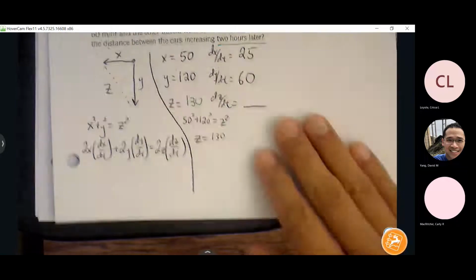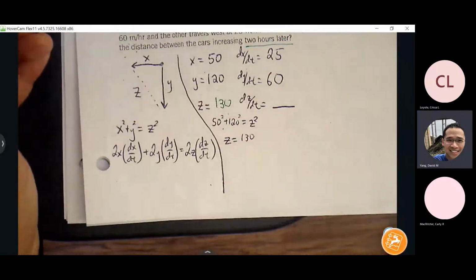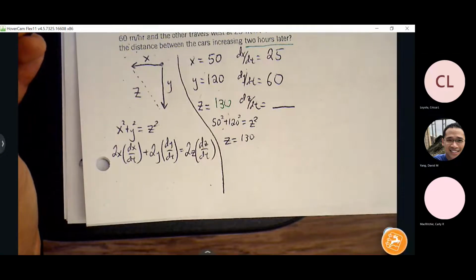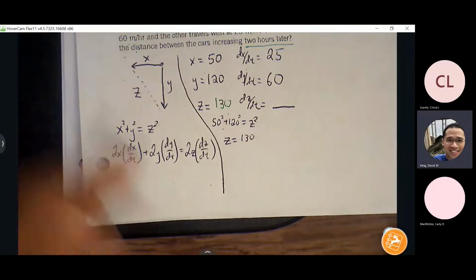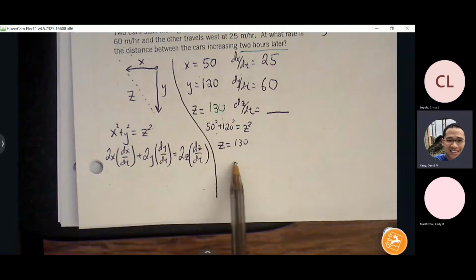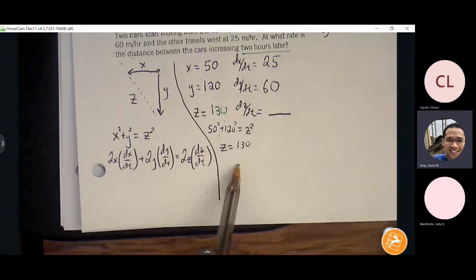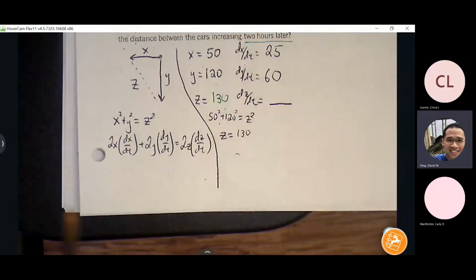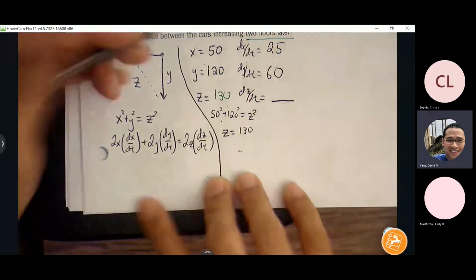Since we know that it's 2 hours later, could we just multiply dz/dt by 2, or would that not work? Yes, we could do that in this case, but that probably won't work in general. I think the safest bet is to always go through the full process. But in this case, it does work.